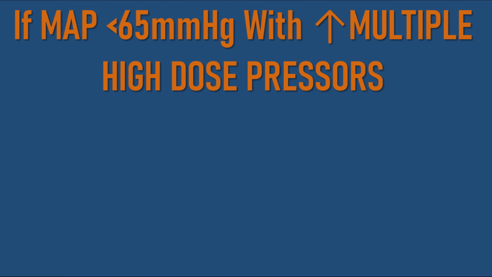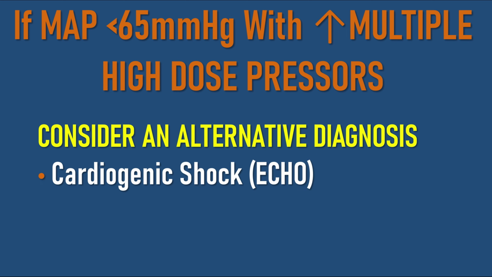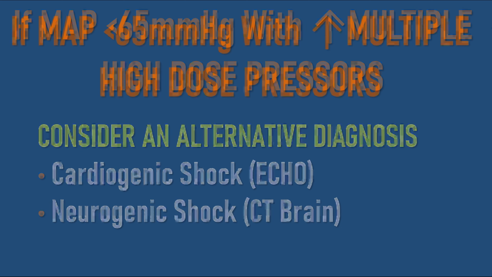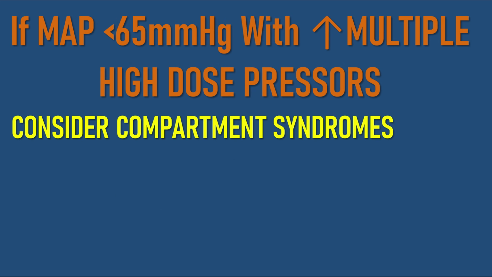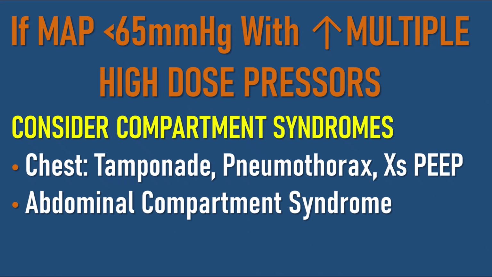Step 6. If the mean arterial pressure is less than 65 with increasing multiple doses of pressors, you need to consider an alternative diagnosis. For example, cardiogenic shock, the patient should have an echo, or neurogenic shock, has the patient had a brain injury? Consider a CT of the brain. But there are other things to consider. For example, compartment syndromes, chest compartment syndrome, cardiac tamponade, pneumothorax, or excessive levels of PEEP interfering with venous return. And of course, in any patient who's had a large volume of fluid, who's on vasopressors, who's oliguric, whose airway pressures are high, consider abdominal compartment syndrome.